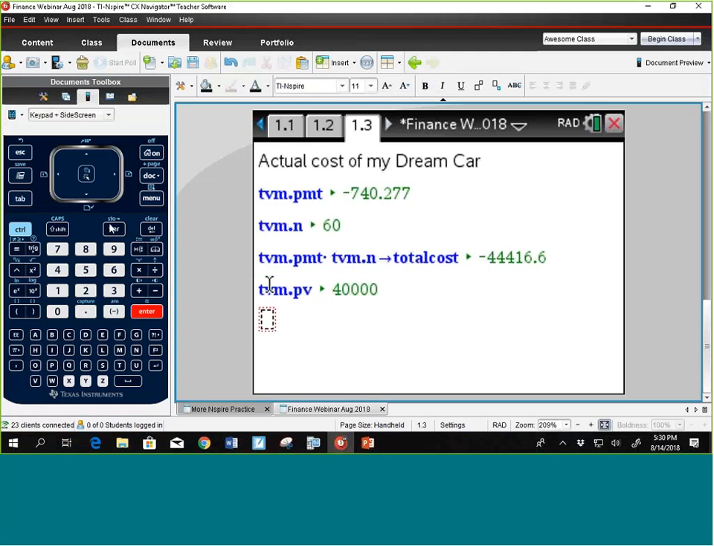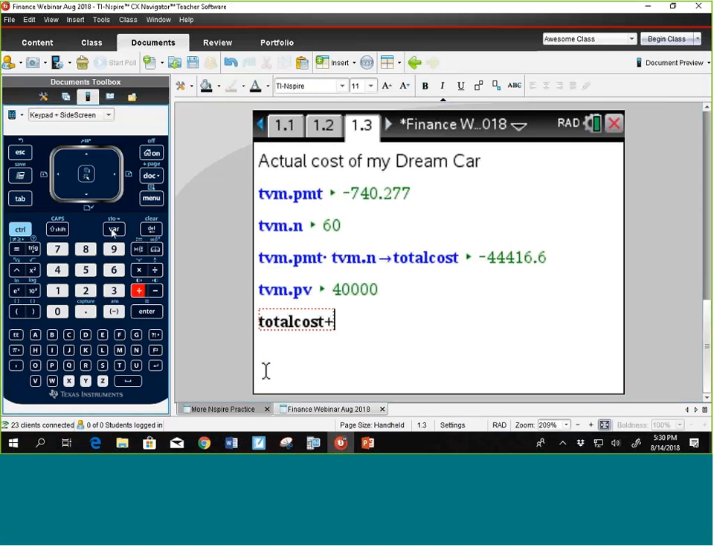Well, because I made my total cost, that now has become a variable. And what I'm going to do, instead of subtracting, I'm going to add the present value because that's how much I've borrowed. And I'm going to store this as a new variable, and I'm going to call it interest paid, no spaces. So I have lost out of pocket, of course, the $40,000 for my dream car, but I paid an additional $416.60 for my dream car.